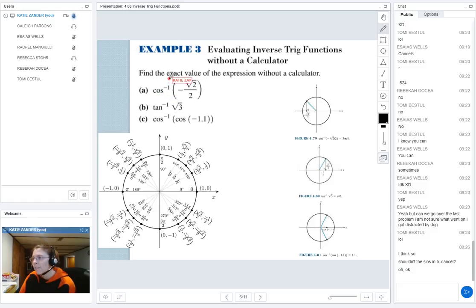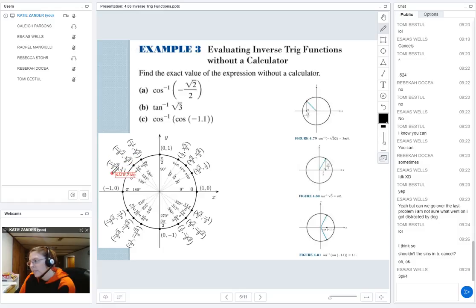So cosine inverse of -√2/2. Remember, for cosine we're looking at quadrants 1 and 2. So where exactly is cosine inverse going to be -√2/2? Remember, cosine are the x values. Three pi over 4. Yep. I like that.